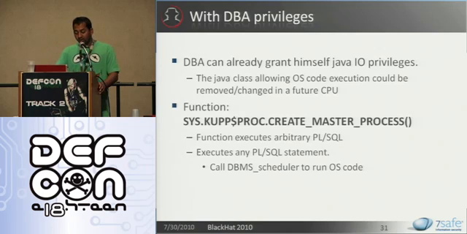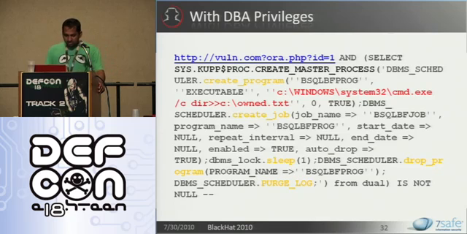In Oracle 10g and 11g, there is a function called create_master_process. This function executes arbitrary PL/SQL. This is not a flaw. This is a feature. You have to be careful with Oracle. Because it executes PL/SQL as a feature, as an argument we pass a PL/SQL block which is essentially a DBMS scheduler. And via DBMS scheduler, we can execute OS code. So this is how it looks.